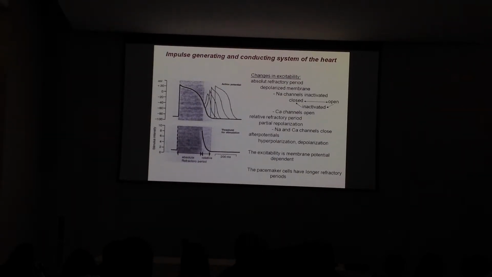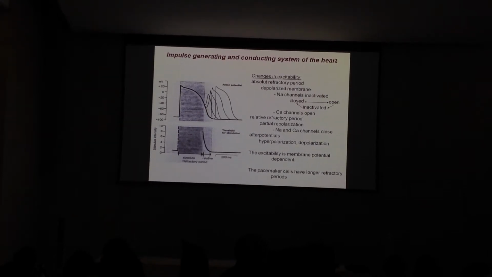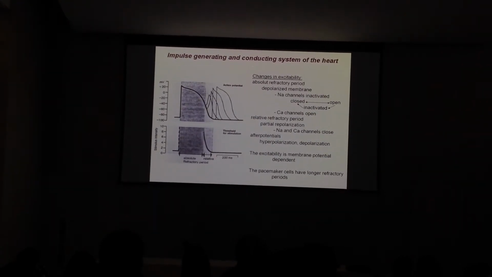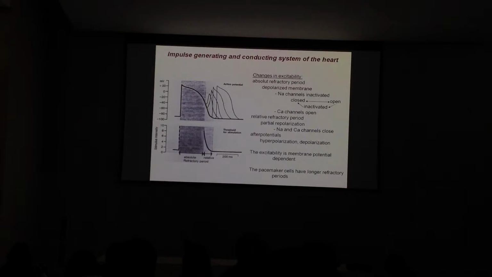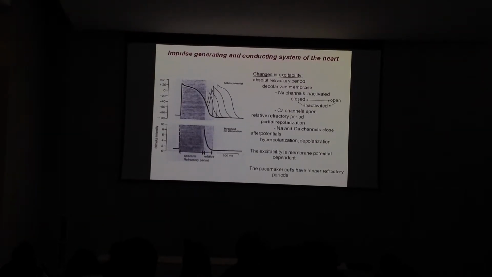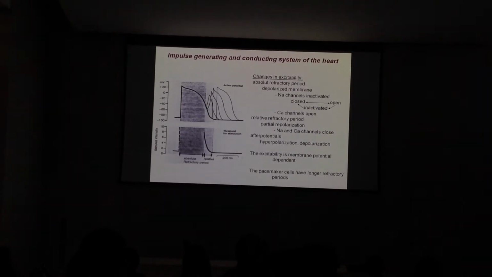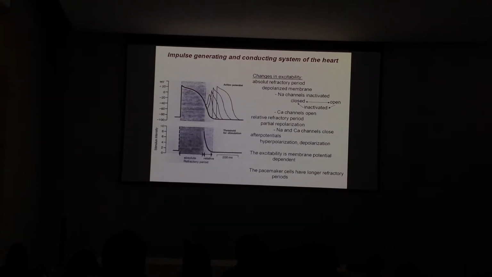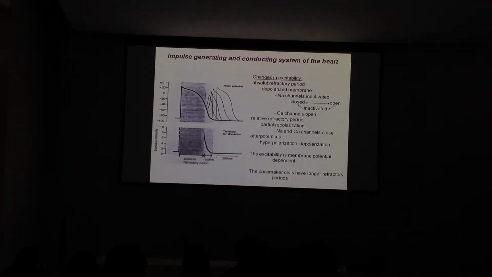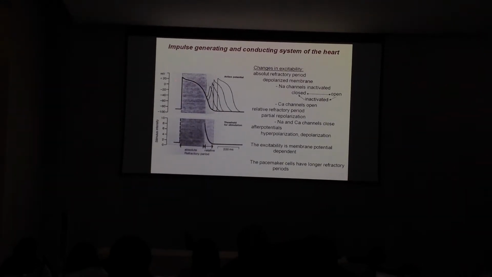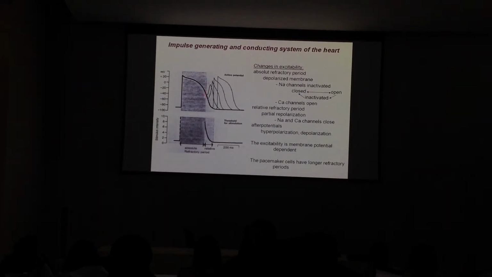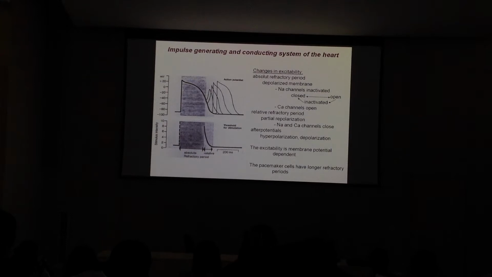Okay, now we have to speak about an important phenomenon. This important phenomenon is the refractory period. The refractory period is very important in the normal functioning of the human heart. What is the situation? If we evoke an action potential, the plateau phase will develop and the membrane will repolarize again.